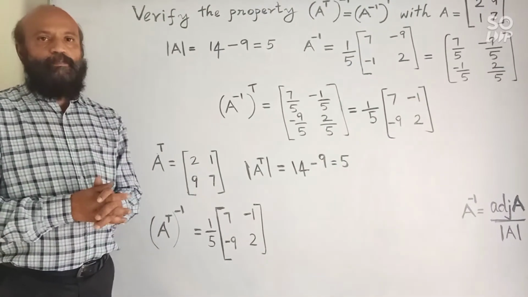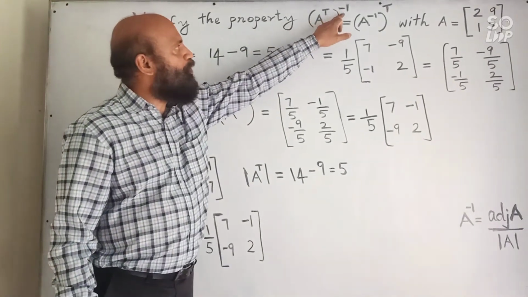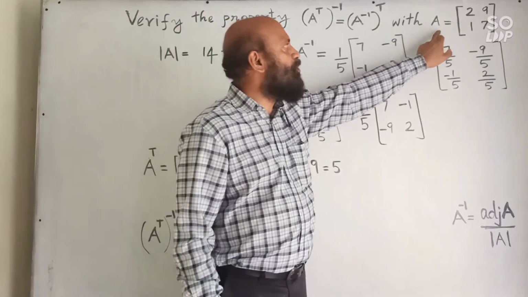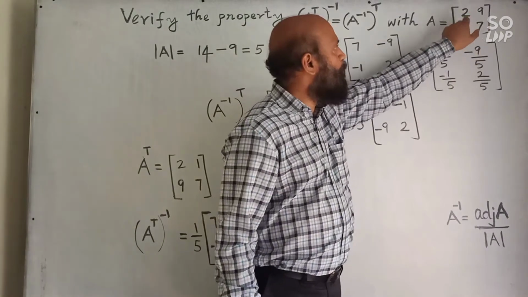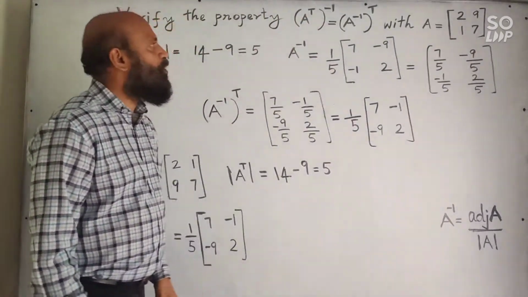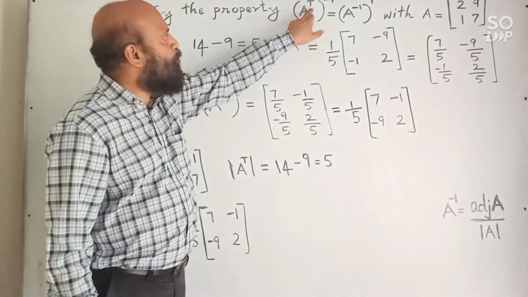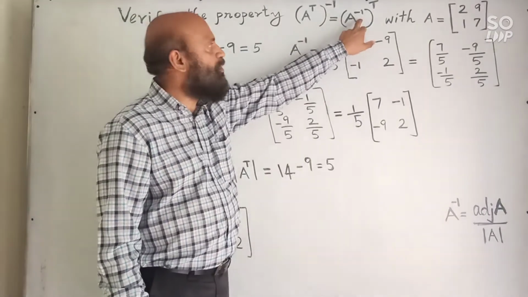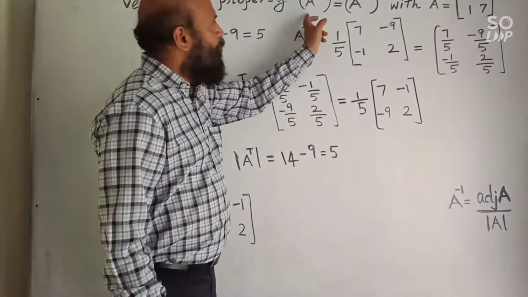Now we will see a problem. Verify the property A transpose inverse is equal to A inverse transpose with this square matrix. We are given a 2 by 2 square matrix. We have to prove this relation. Here we are taking the transpose first, then taking the inverse. This side we are taking the inverse first, then taking the transpose. We have to prove this, verify this relation.